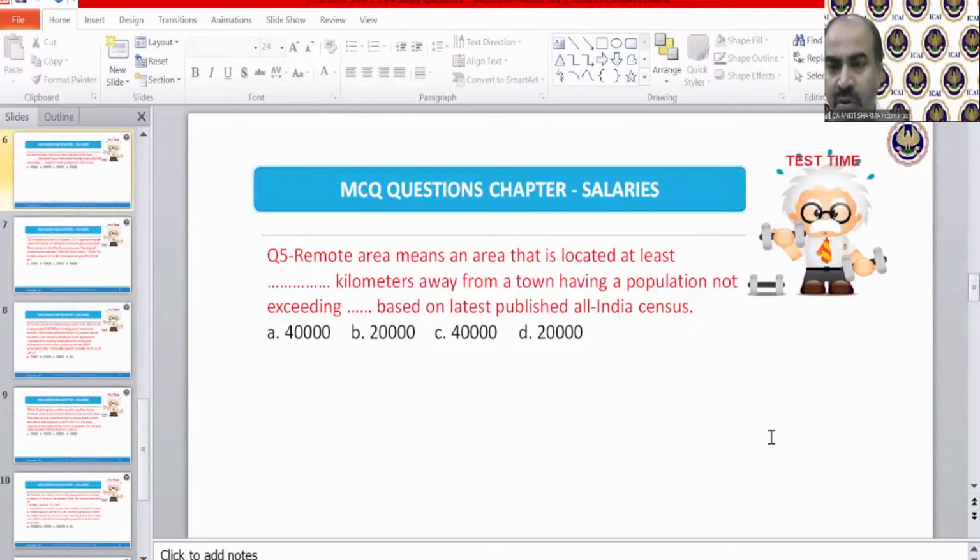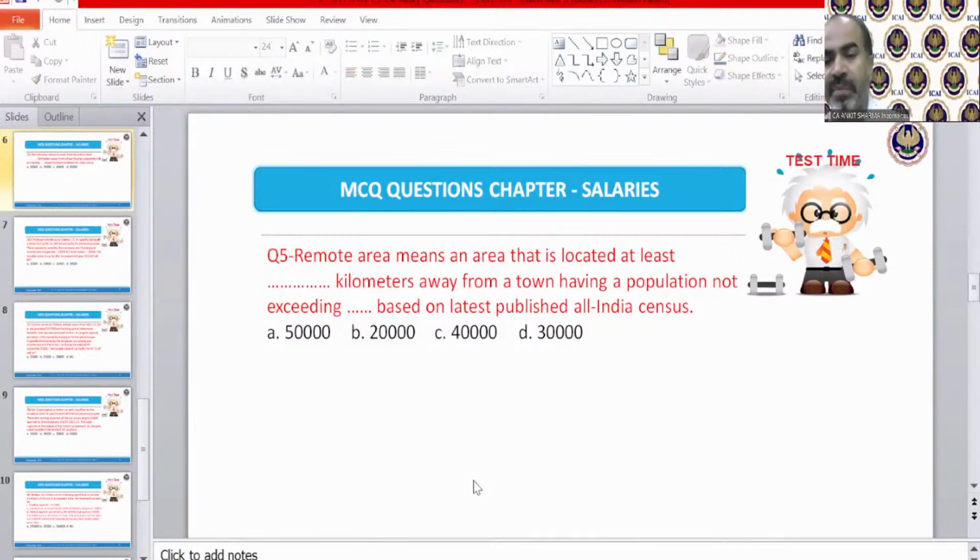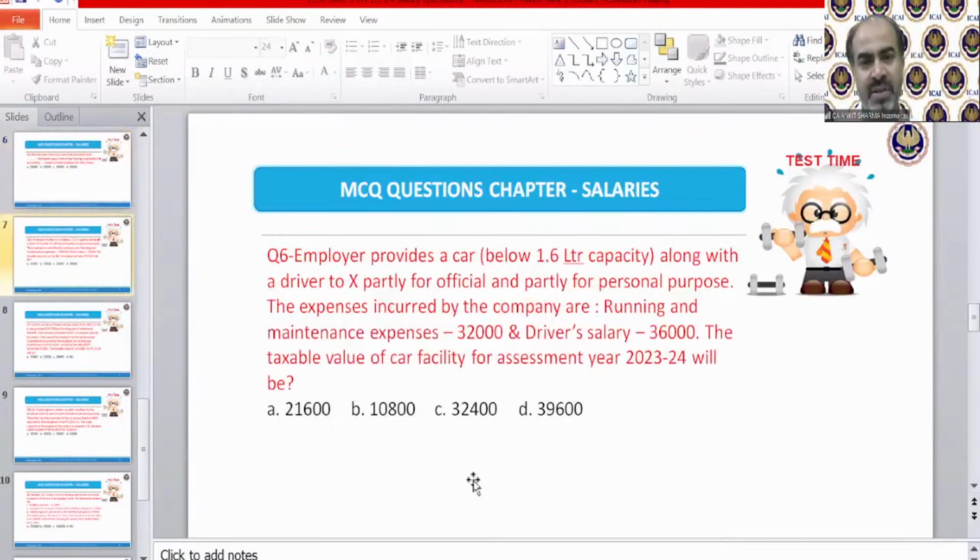Rent-free house provision. The correct answer is 20,000. It should be the correct answer. Two are correct answers. Sorry, it's my mistake. Let me change this. If this is 30,000 and this is, say, 50,000, the correct answer will be 20,000, of course. Now the options are correct. Clear? It's a very simple question, of course. Nothing to explain in this.